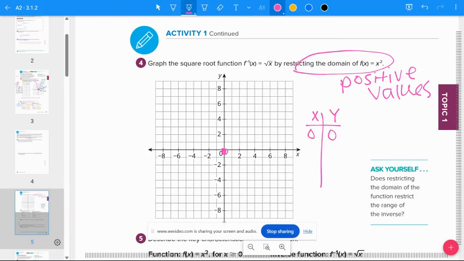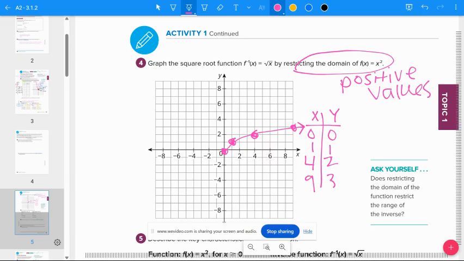So I had 0, 0. When we plugged in 1, we got positive 1 this time only. We're not looking at the negative value. When we plugged in 4, we got positive 2. And when we plugged in 9, we got positive 3. So all in all, what's pretty cool is when we have a square root function, our graph is basically one arm of a parabola. That's it, 1/2 of a U. It's like a small little, it's not even a rainbow because it's not rainbow shaped.